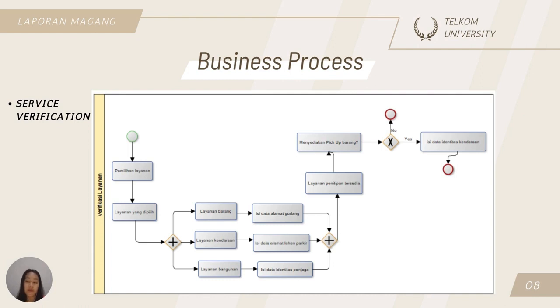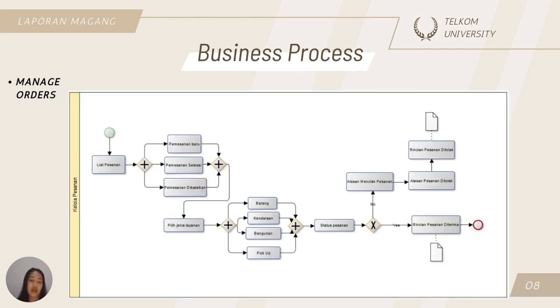If the vendors provide pickup for the goods service, then fill in the vehicle identity data, otherwise it will be finished. And then manage orders. Vendors start by viewing orders by clicking on the new orders, completed orders, and canceled orders. Next, vendors choose the type of goods service, vehicle, building, and pickup. Further, the status of the order. If the order is accepted, the details of the order will appear. If the order is rejected, it will be asked to fill in the reason for rejecting, and finally the details of the rejected order will appear.